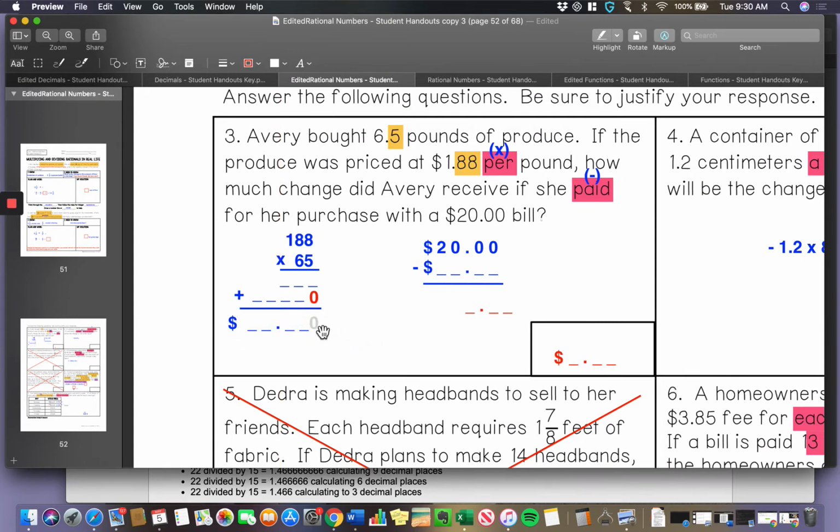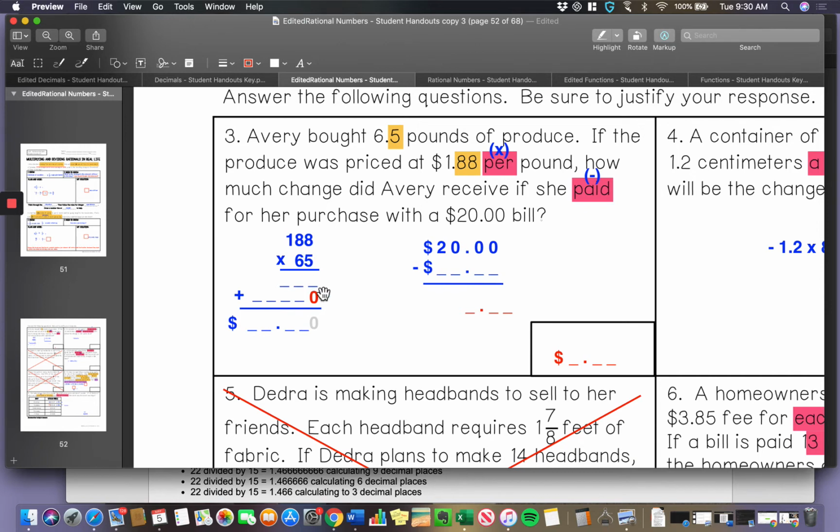You never see an amount of money with more than 2 decimal places, right? So you're going to end up dropping that 0 in your answer. Now, once you get your answer after multiplying these numbers together, you're going to need to take it away from 20 to figure out how much she paid for her purchase. Okay? So she paid with a $20 bill, okay?